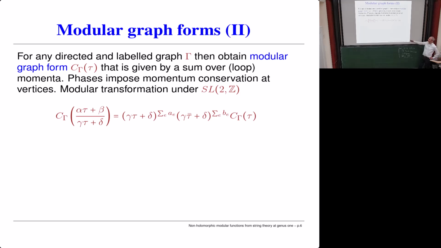Under SL(2,Z), it just transforms in this way, where alpha, beta, gamma, delta are of course in the matrix here. And E are the edges, so I just take the a and b labels from the previous slide from the edges, and this fixes the modular weight. So there's a holomorphic and an anti-holomorphic weight to that transformation.